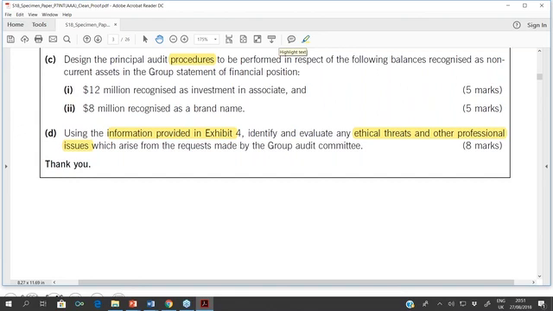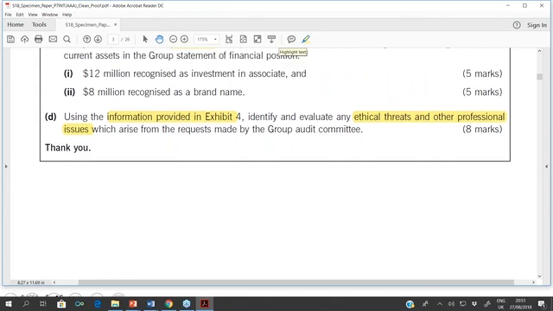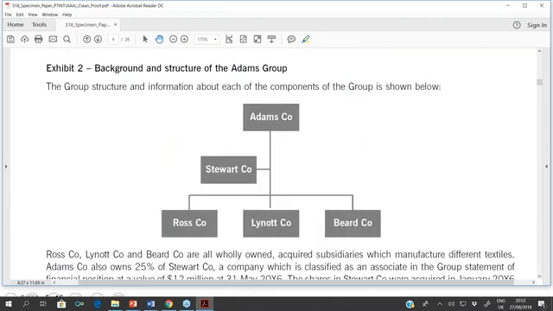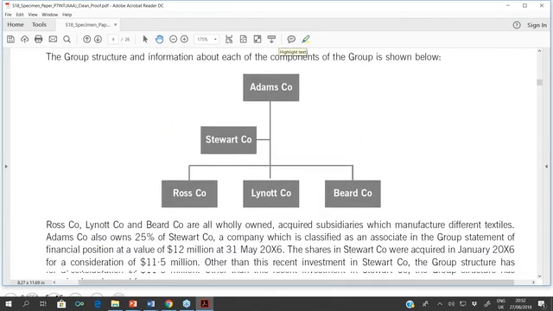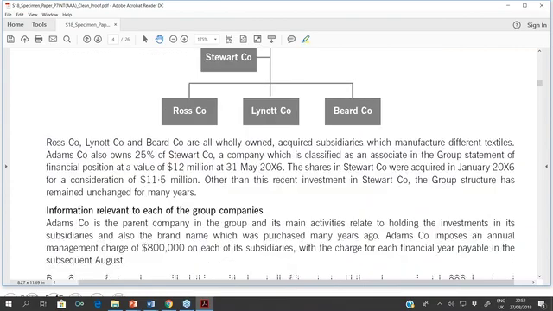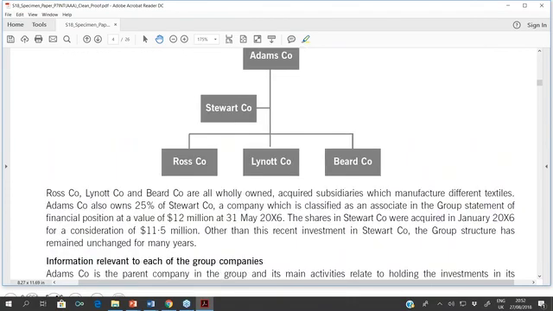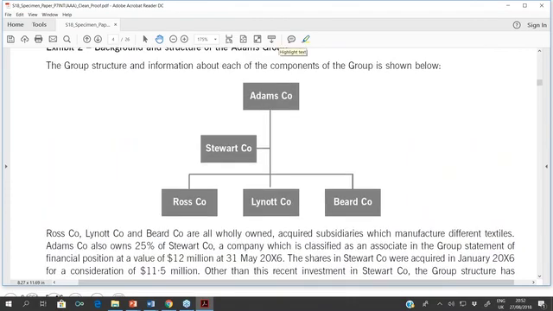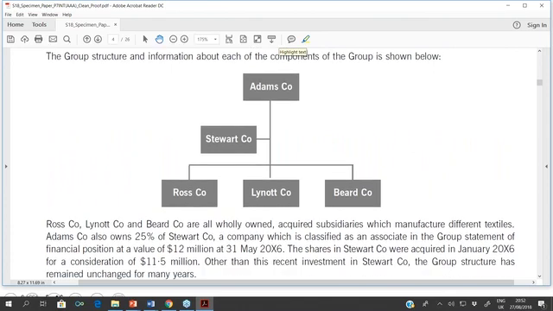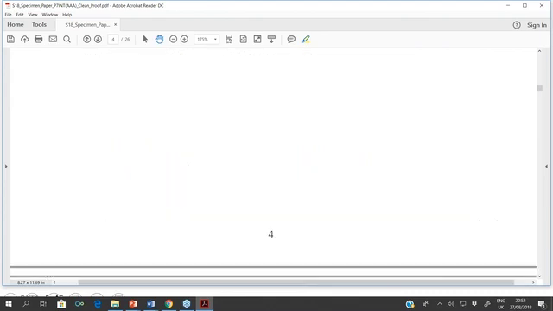Annexure 1, exhibit 1, exhibit 2. See, exhibit 2 is about the information of the company, and in that information you need to find the risks or procedures. I hope you are familiar with this question, Adam Company. This is a previous question. I think it came in June, somewhere in June 2014, and it has been put into the specimen exam. So see, exhibit 2 contains the information.